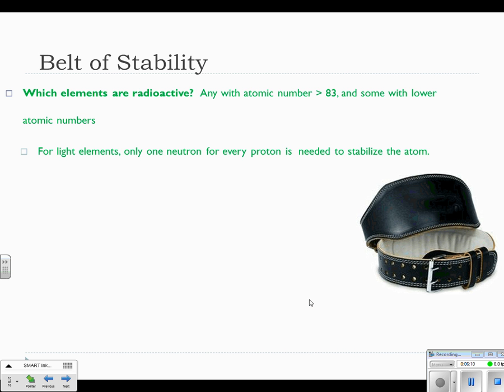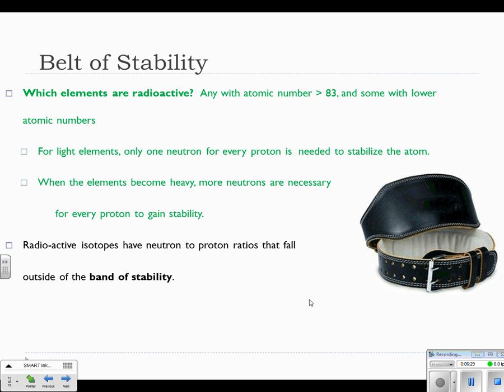The more protons you have, though, the more neutrons you're going to need to stabilize them, to space them away from each other. So that's why as you get heavier elements, you need more neutrons to balance them out, to stabilize them. When elements become heavy, more neutrons are necessary for every proton to gain stability. So it might not be a one-to-one that you need. Radioactive isotopes have neutron-proton ratios that fall outside the band of stability.